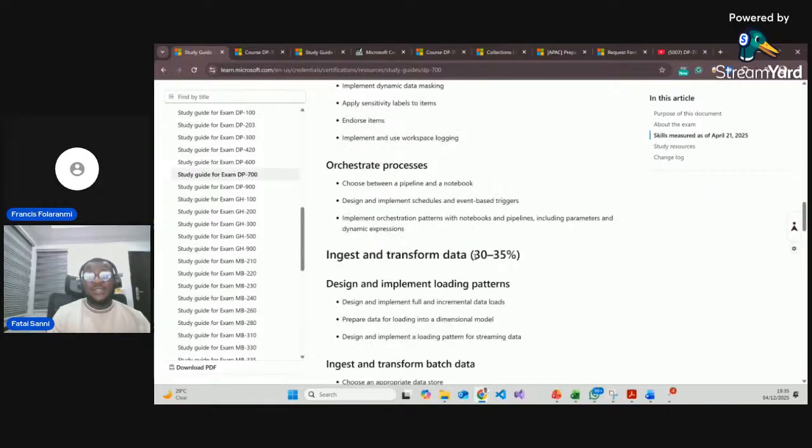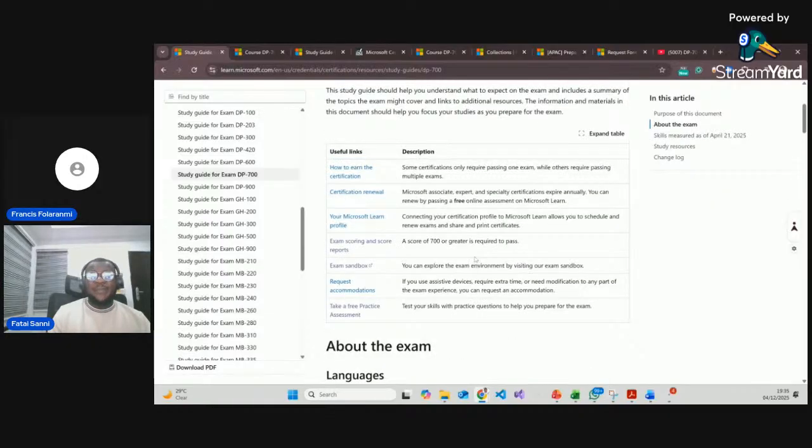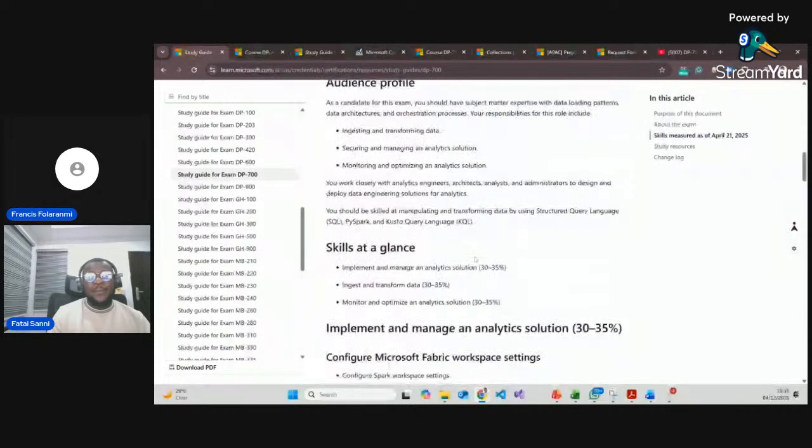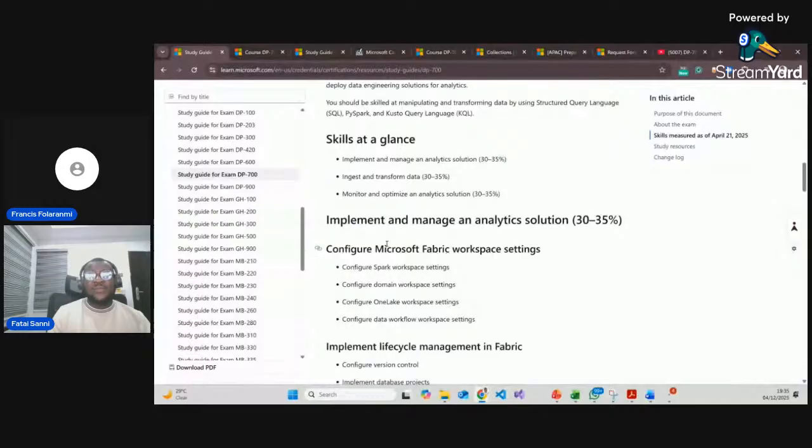a first, and if you have maybe some skills. So how will I study for this? If I was looking at this, for example, and let's say I look at all the skills that I've mentioned, configure Microsoft Fabric workspace settings. Maybe I know these two, I don't know the last one.